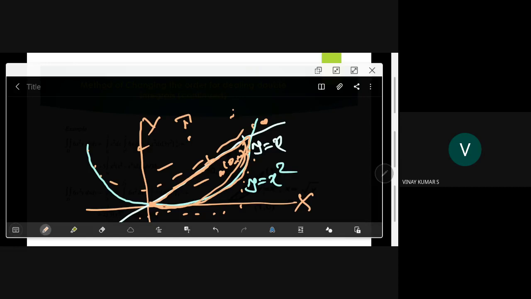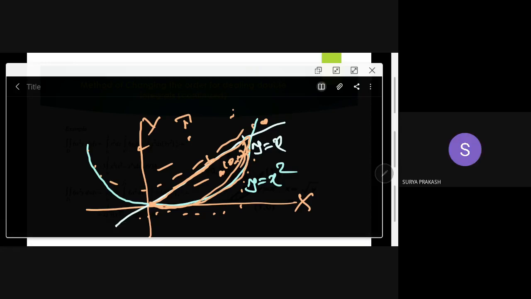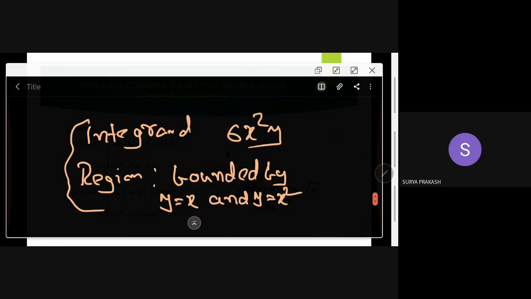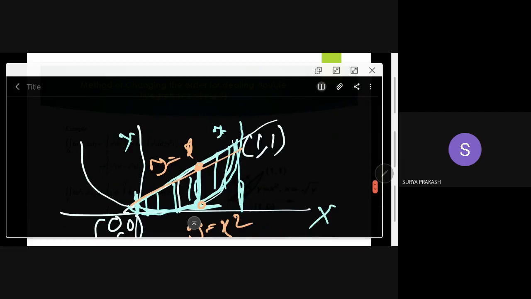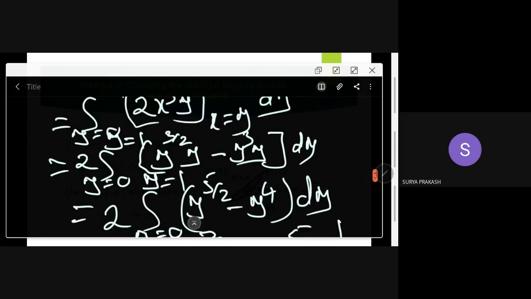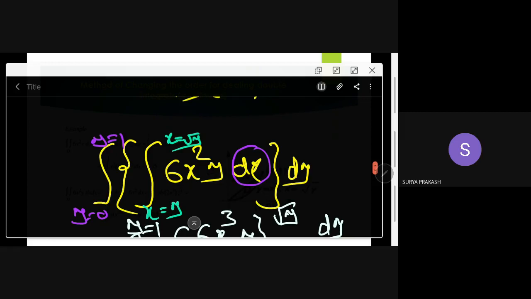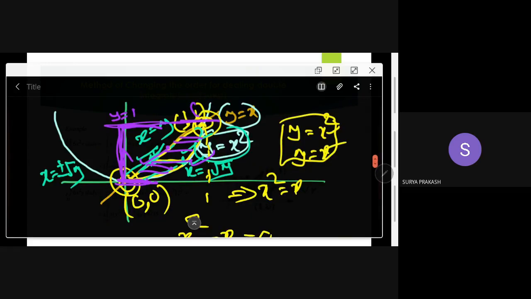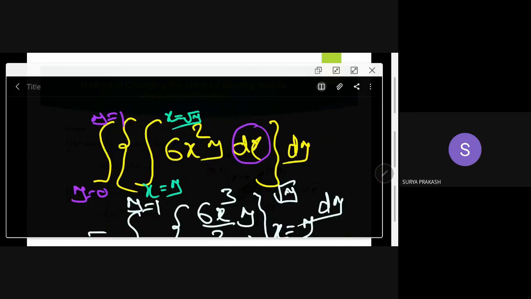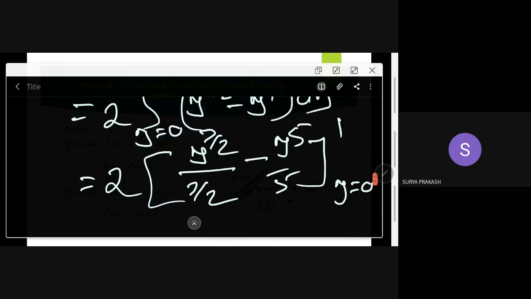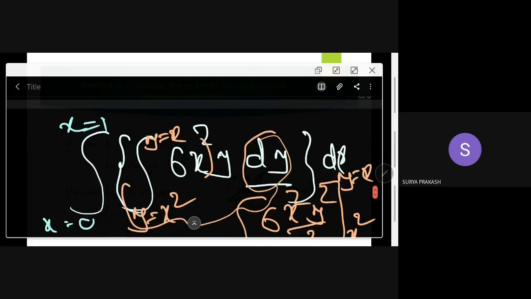Fine. Now, what do we need to do? We want to do first with respect to y followed by x. That is our decision. Sir, we can change x and y also, right? Yes, that's what I told you. First with respect to x followed by y means this, and first with respect to y followed by x means this. Both give you the same answer.